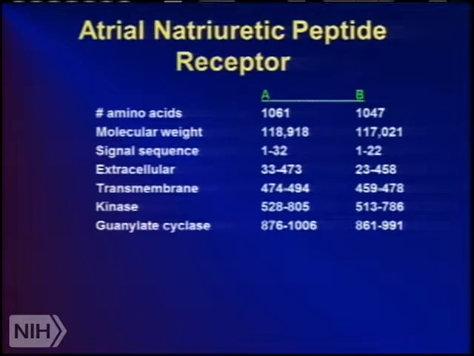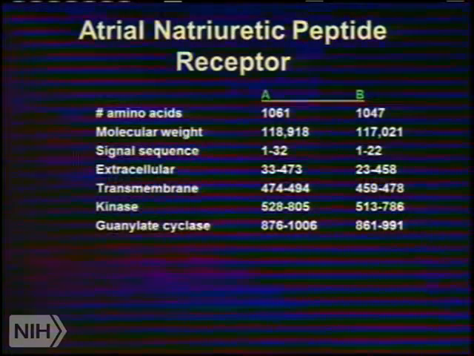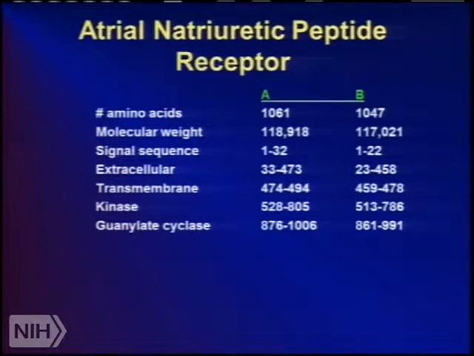So here's the ANP receptor. We see the A and the B chain. They're large proteins, over 1,000 amino acids, with a molecular weight a little over 100,000. There's a signal sequence and an extracellular sequence that binds the ANP. It crosses the membrane just once, and on the intracellular side there's a kinase activity and a guanylyl cyclase activity. The guanylyl cyclase domain is just about 130 amino acids long.